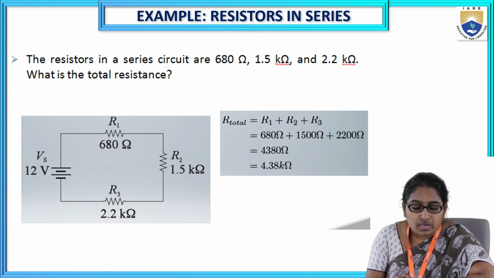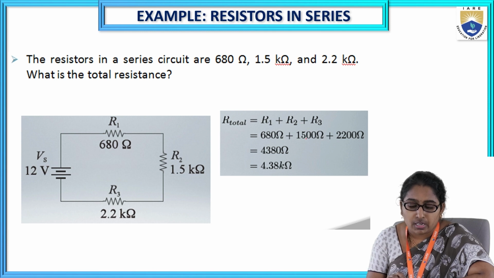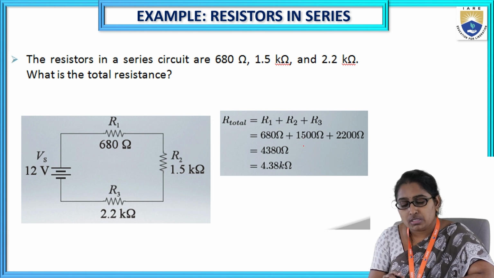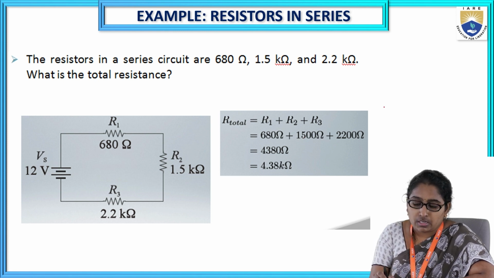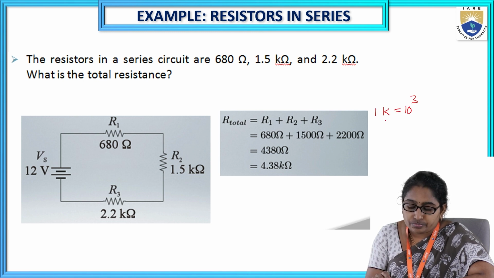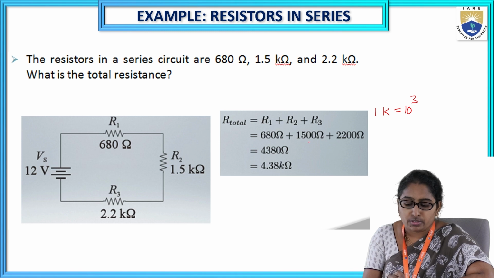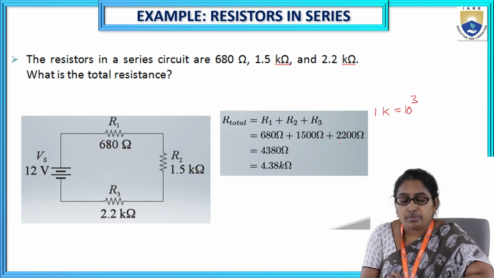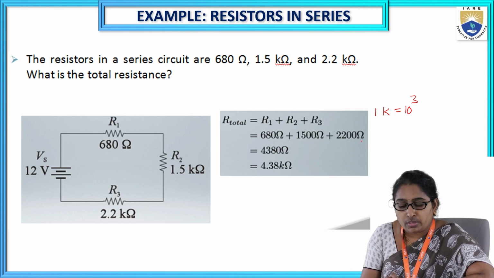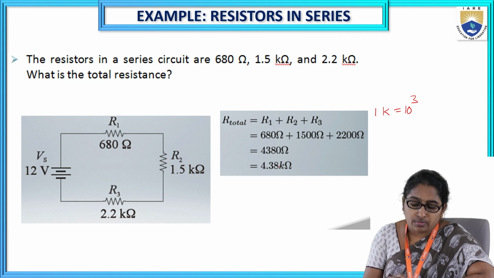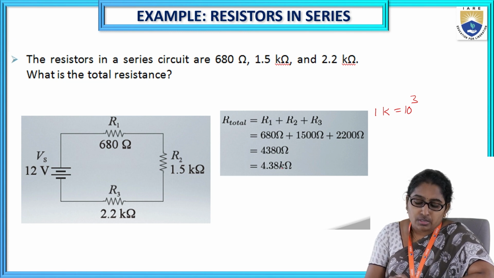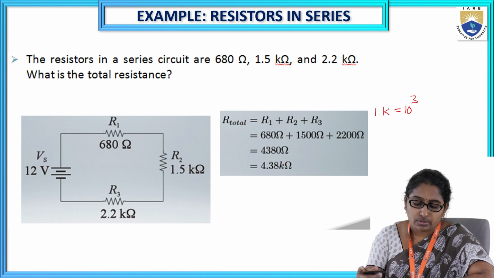So R total equals 680 plus 1.5K plus 2.2K. That is 680 plus 1500, converting kilo: 1K equals 10 to the power 3, so 1.5 times 10 cubed is 1500, plus 2.2K which means 2200. So the total value gives 4380 ohms, which means 4.38 kilo ohms.